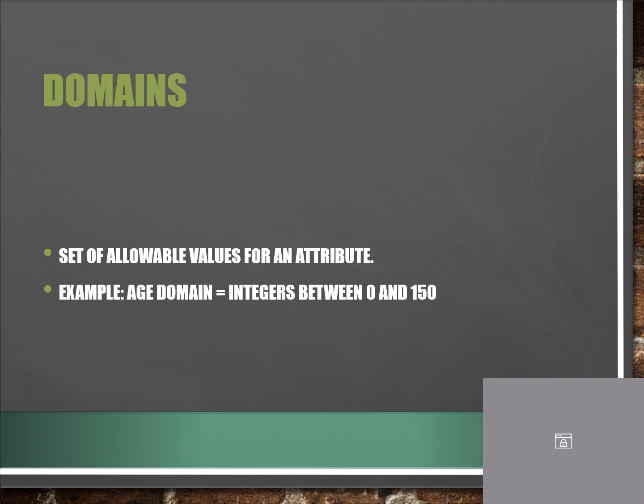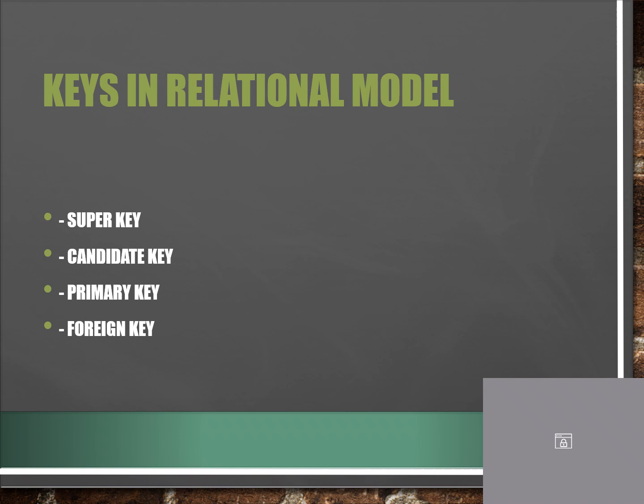Where present in a column, it is called domains. For example, an age domain, like integers between 0 and 150, is an example of a domain. The next slide is keys in the relational model, and it contains four keys: super key, candidate key, primary key, and foreign key.